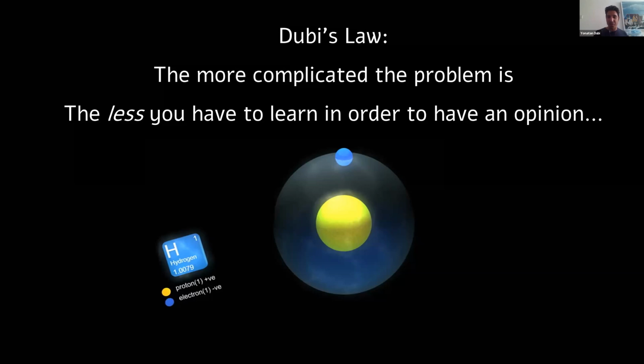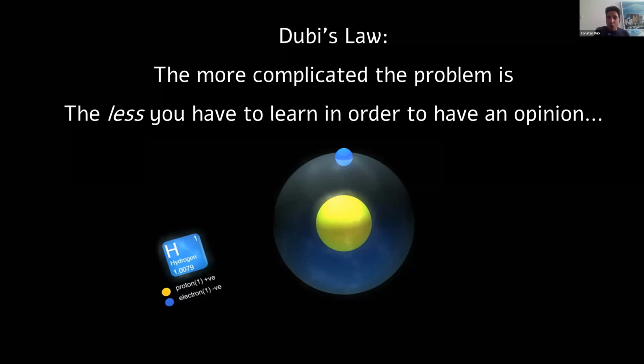We saw this already. This is the hydrogen atom. What is a hydrogen atom? A single electron rotating around a single nucleus, which has one proton and one neutron. That's the simplest problem in the universe, right? One electron, one nucleus, one proton and neutron. Very simple.